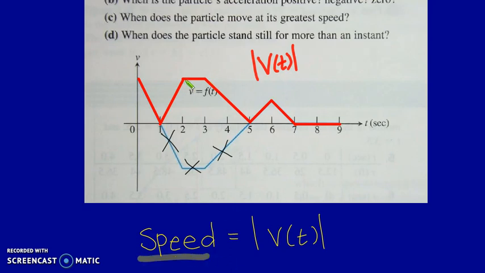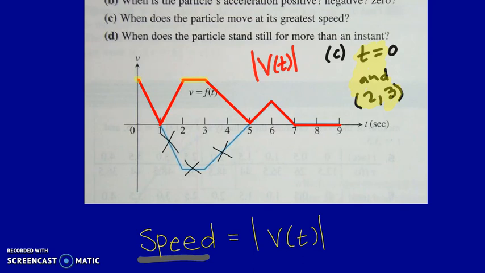And notice that it reaches its greatest speed, its highest points, at t equals 0 and the interval from 2 to 3. So that'll be your answer for part C: t equals 0 and 2 to 3.